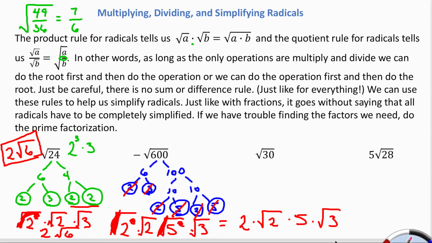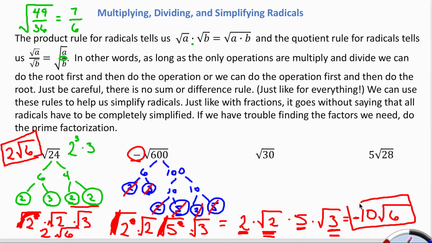Okay? Multiplication's commutative, meaning I can change the order. So I'm going to put these 2 together because they're the same kind of number, and these 2 together because they're the same kind of number. Right? So 2 times 5 is 10, and the ones under the radical is 2 times 3. Now, don't forget it had this negative, so really, my answer is negative 10 square roots of 6.